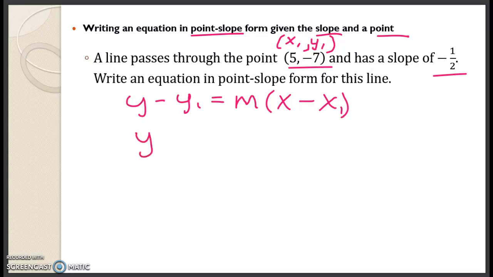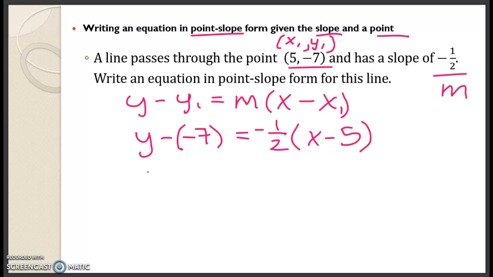So we just take y and we subtract y1, which is -7. Make sure you put that in parentheses. And then m is always the slope, so that's -1/2, times x minus x1, which is 5.